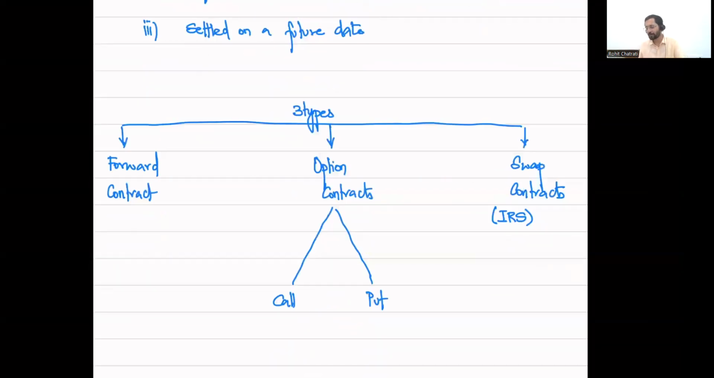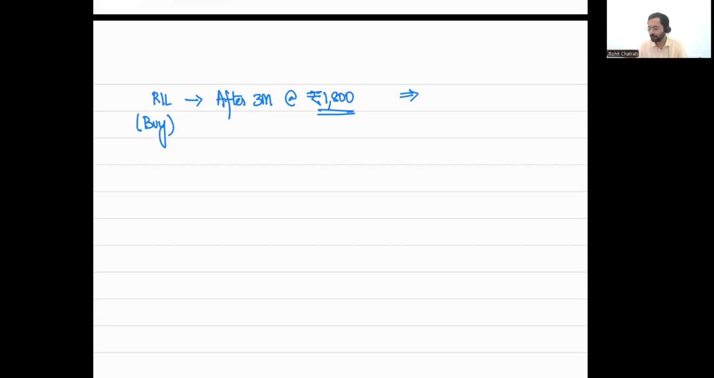All right, so an example of a forward contract is, let us say I agree to buy RIL shares after a period of 3 months at a price of 1800. Now, this 1800 is decided today itself. I'm entering into the transaction today where I'm stating that I will buy RIL shares after a period of 3 months at 1800. This is an example of a forward contract where I have taken a buy position. I have bought forwards.